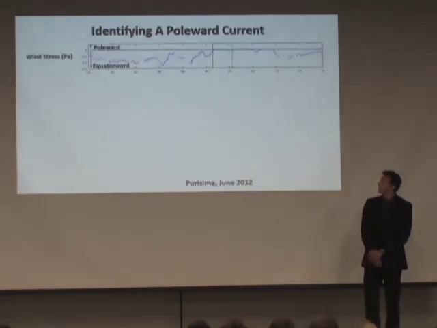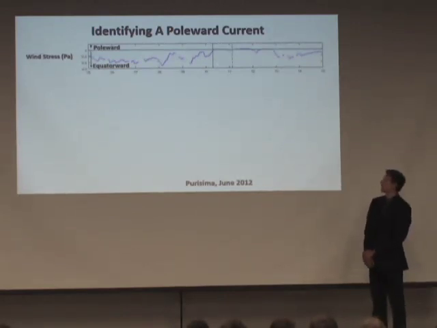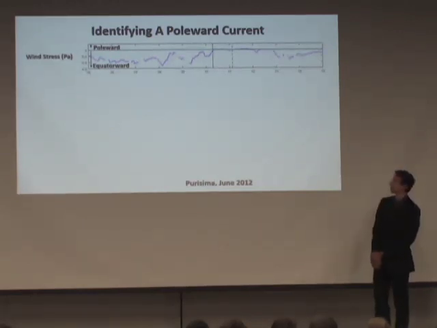So now we want to try to identify a useful marker for identifying these poleward flows. And since these processes are driven by the wind, it's useful to take a look at the wind stress, as this is what's really driving the circulation. So here's a graph of the wind stress, in an example on June 2012, a 10-day period. These two graphs, the magenta and cyan lines, simply represent two different locations where the wind stress is being measured.